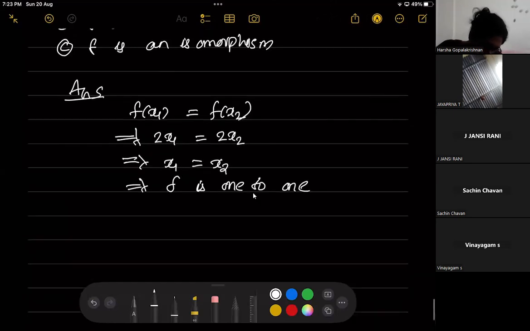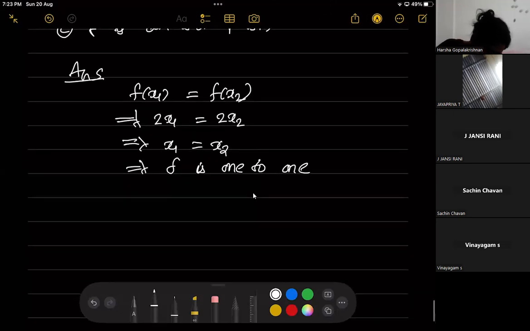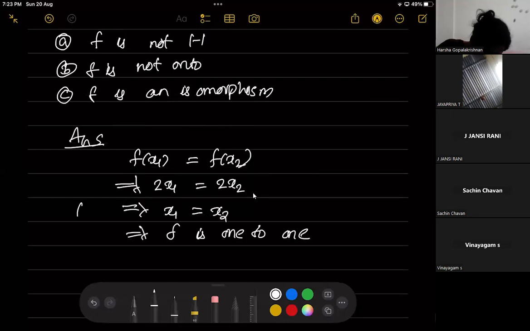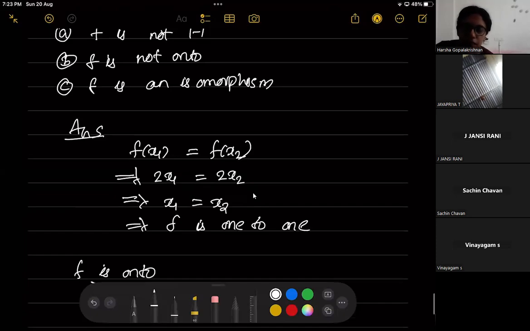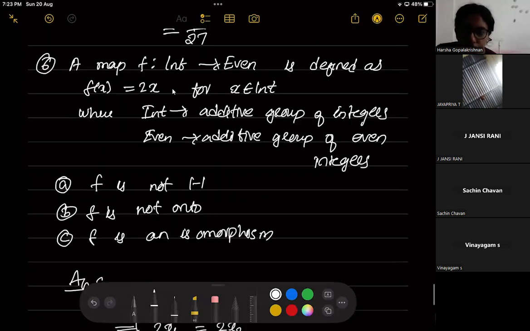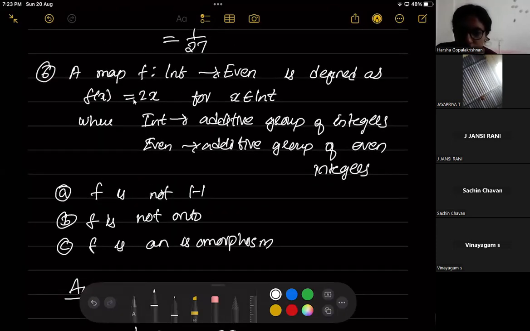Now, to prove that f is onto. First of all, what do you think whether f is onto or not? F is defined from integer to even integer such that f of x equal to 2x. Is this onto?